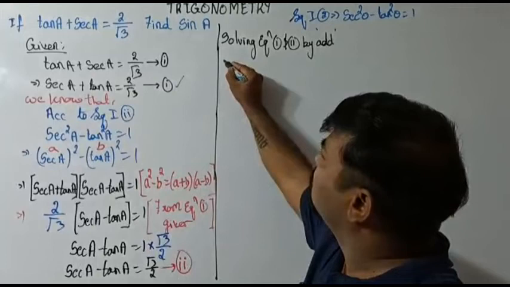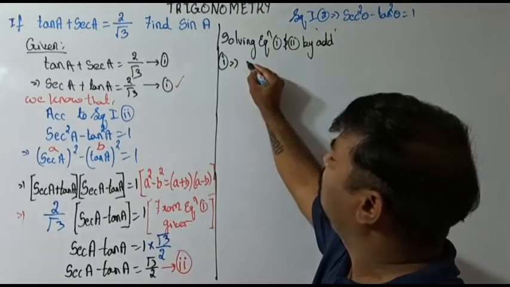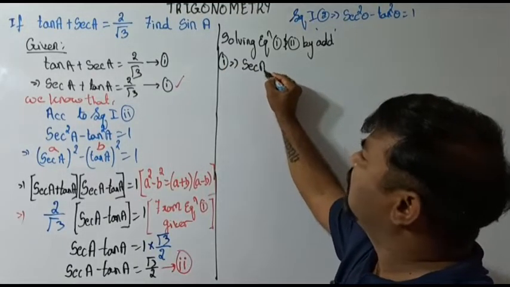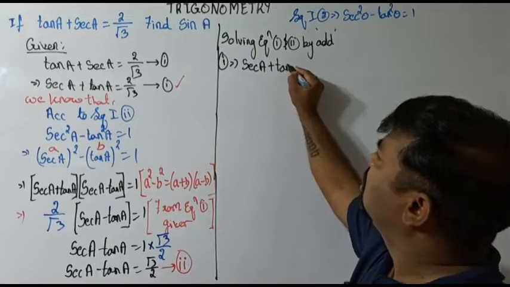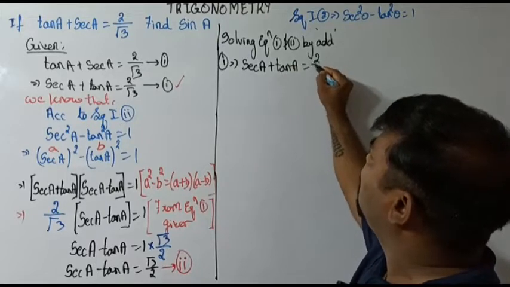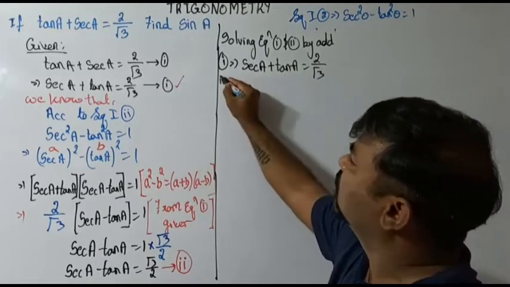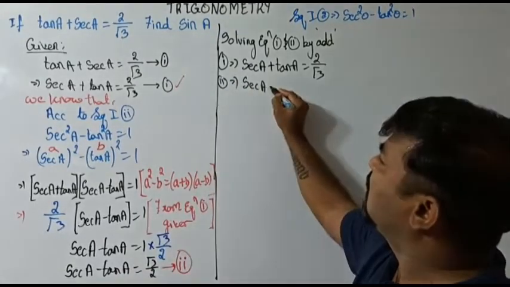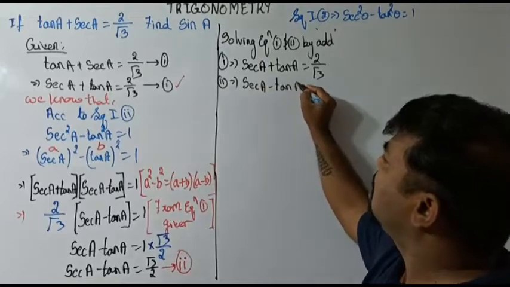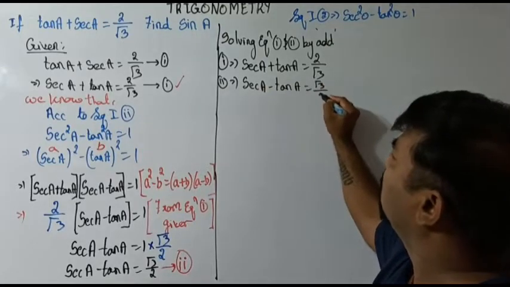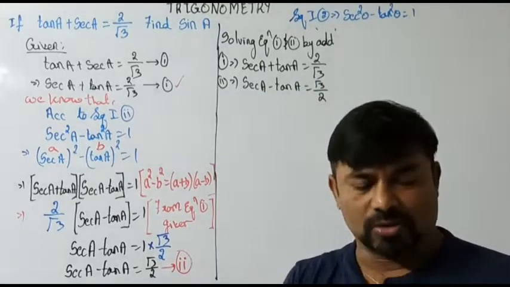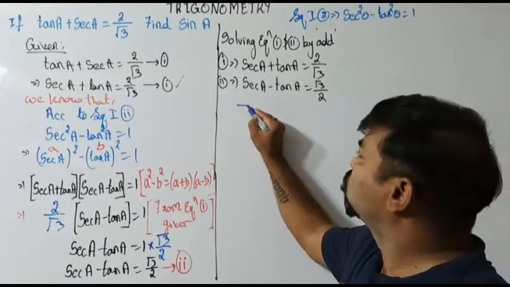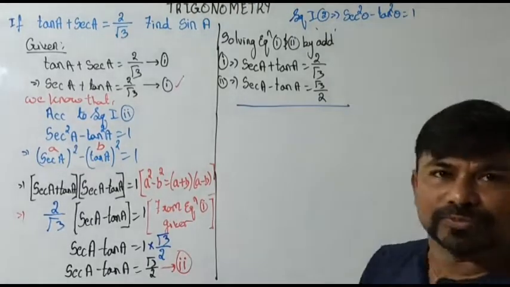What's the first equation we have? It's secant A plus tan A is equal to 2 by root 3. That is the first equation. What's the second equation we have? It's secant A minus tan A equals root 3 by 2. These are the two equations we have. So what are we planning? We'd like to solve it by addition, right?